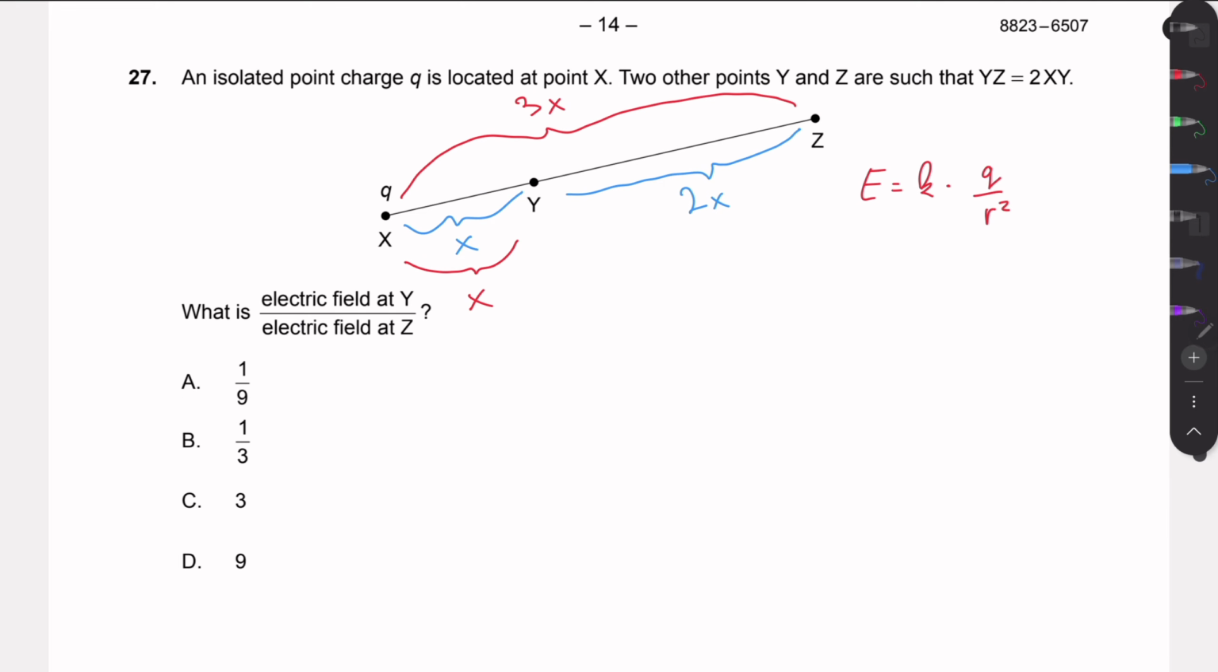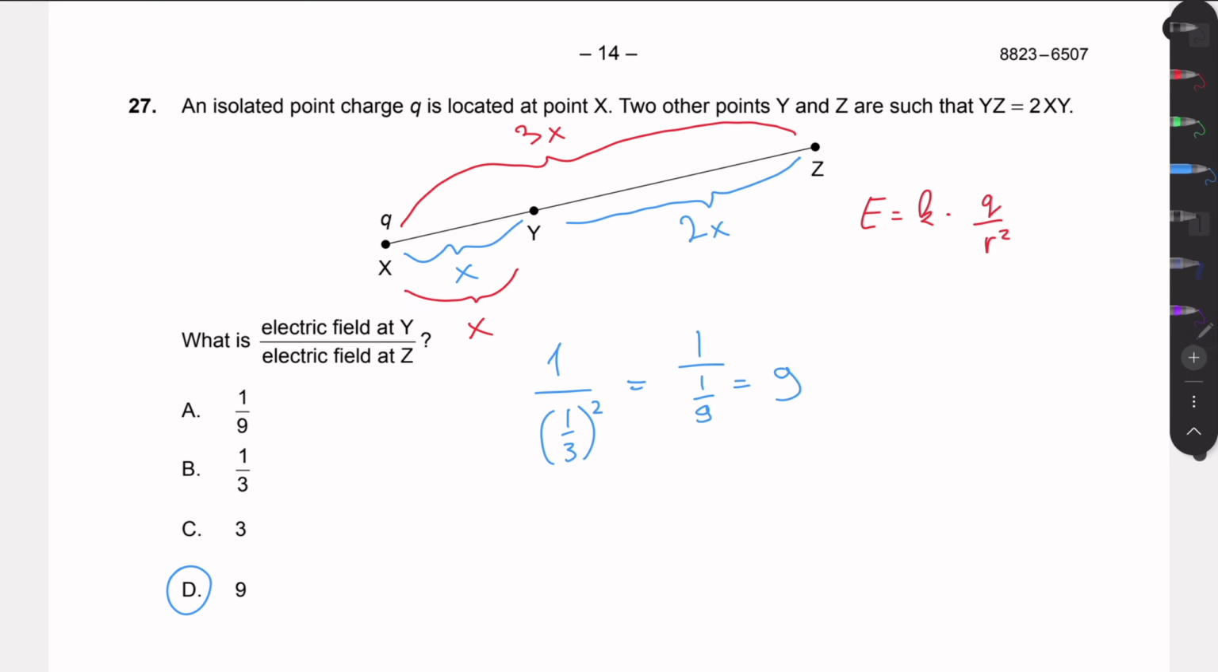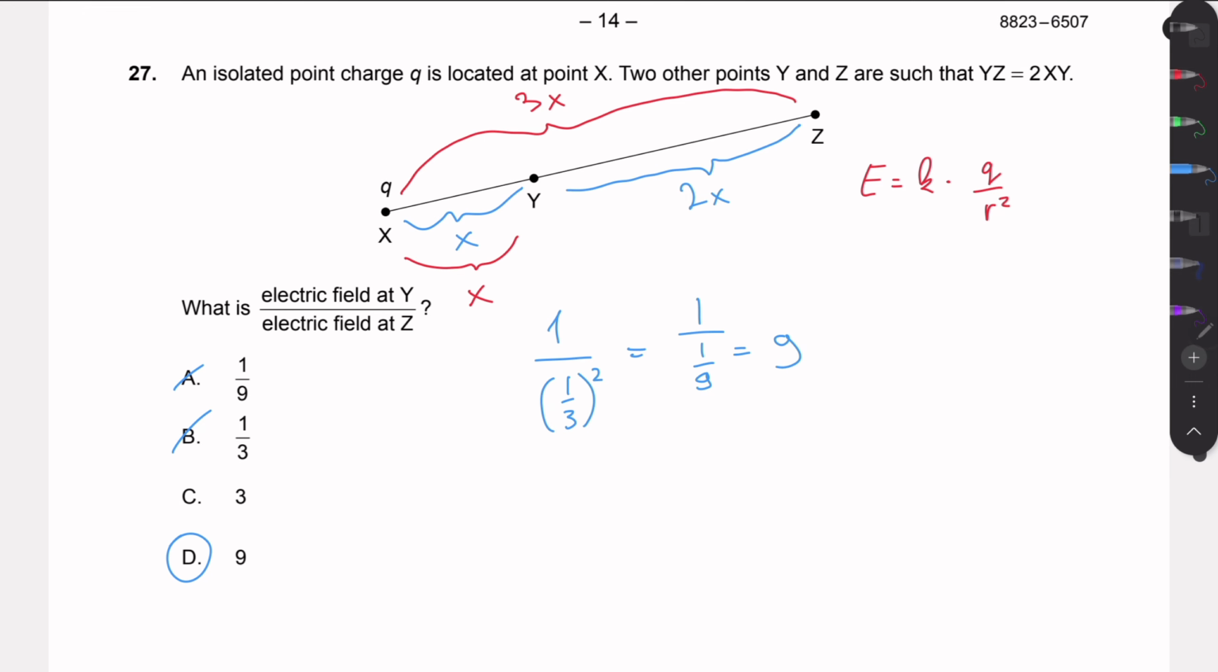If we say that at Y we had an electric field of 1, then at Z we'll have some other field strength, 1 over 3 squared, as we can just plug in this ratio. So this is just going to be 1 over 9, which makes sense as Y is closer to X, so we expect a larger electric field at Y. We could already eliminate A and B, but we need to remember that the electric field varies with the distance squared, and that's why it's not going to be 3. It's going to be 3 squared.